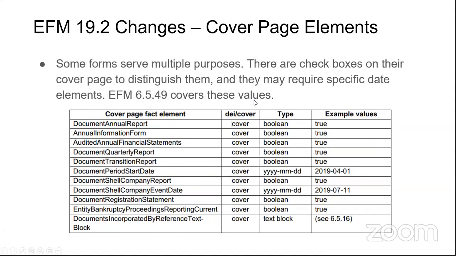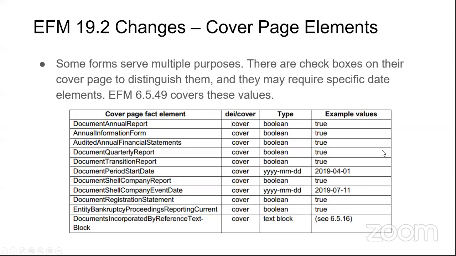EFM 6549 covers some values that are on the cover page as well. These are checkboxes generally, and these are going to use that new Boolean transform I was talking about a little earlier. So for example, the document quarterly report or document transition report, these are checkbox values that you would just tag in the report using an element with that transformation. So you can actually tag the checkbox using these values.